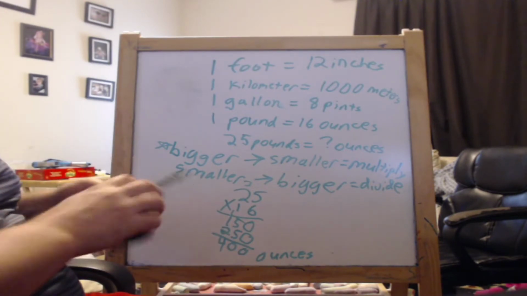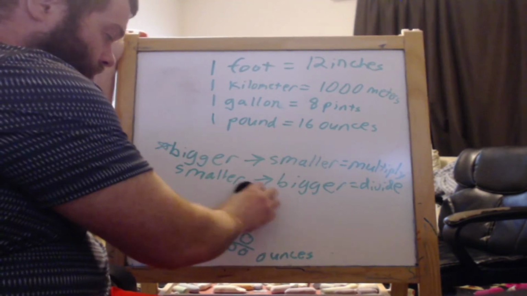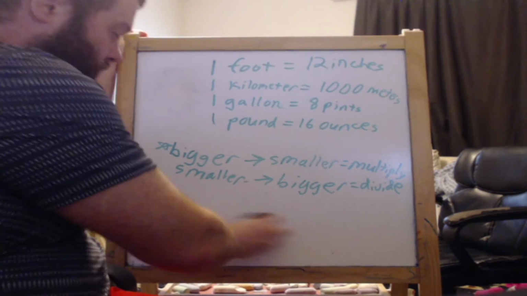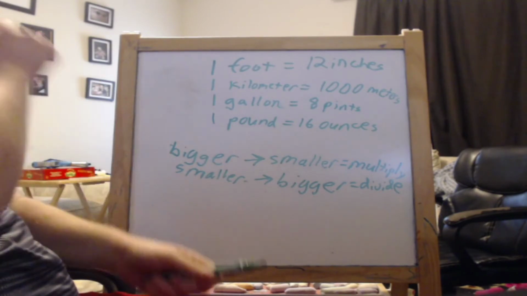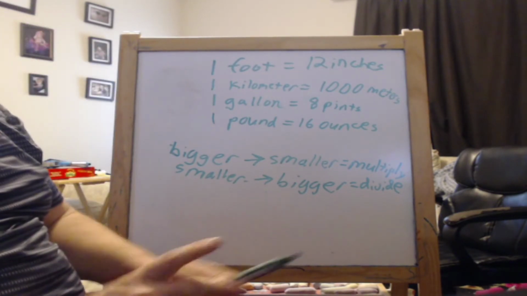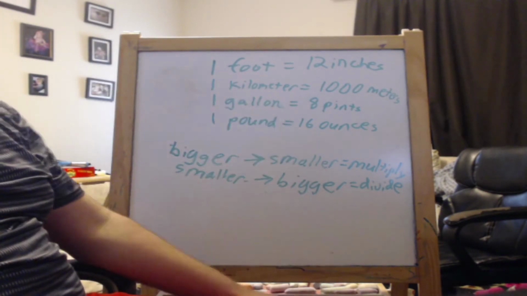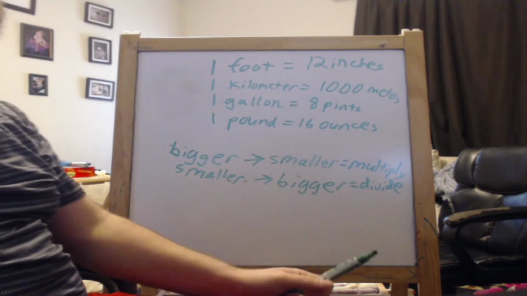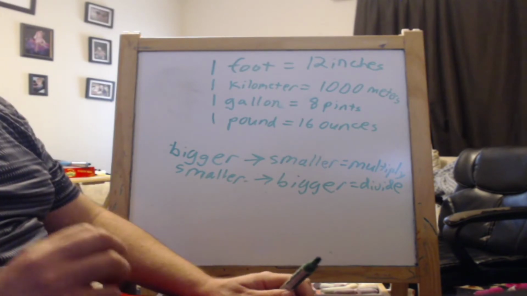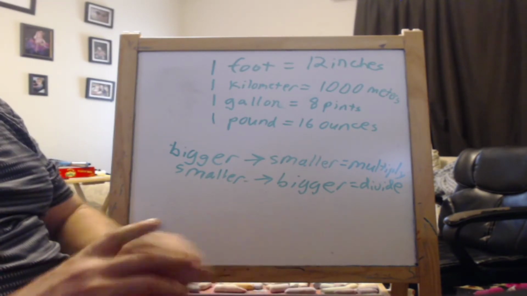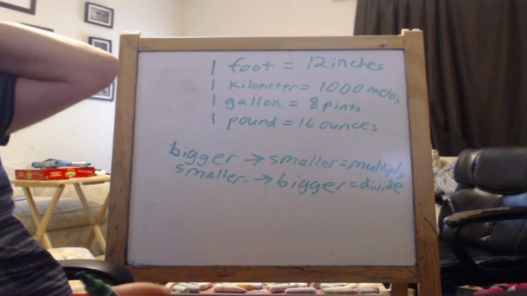Okay, let's do a couple other ones. I'm going to leave this here because this is extremely important. Bigger to smaller, multiply; smaller to bigger, divide. You should always write this on your scrap sheet or whatever you're doing work on with conversions, because it's extremely easy to forget this and get confused about it. I even get confused myself sometimes.